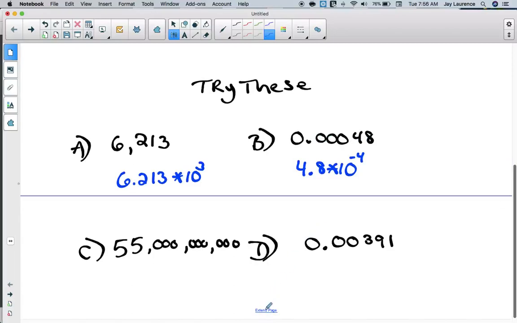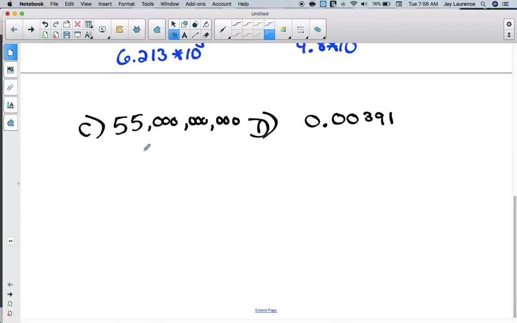All right, coming down here to C, I'm going to have 5 and 5/10 times 10 to the 3, 6, 9, 10th power. There we go. And the last one is going to be 3 and 91/100ths times 10 to the 1, 2, 3. That's multiplication, so I have to divide, negative third.